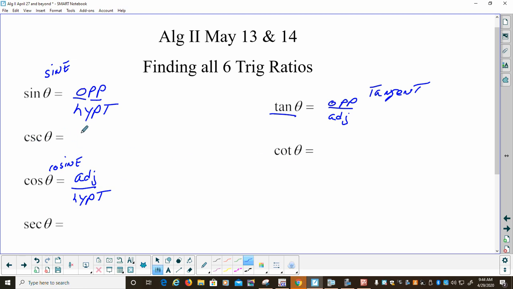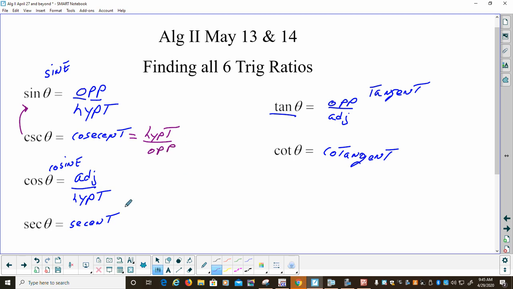And those words are cosecant. This would be secant. And this would be cotangent. All right. All these are reciprocals of the one that comes before it. So this one, the cosecant of theta, is going to be your hypotenuse over your opposite side. Secant is going to be your hypotenuse over your adjacent. Cotangent is going to be your adjacent over your opposite.